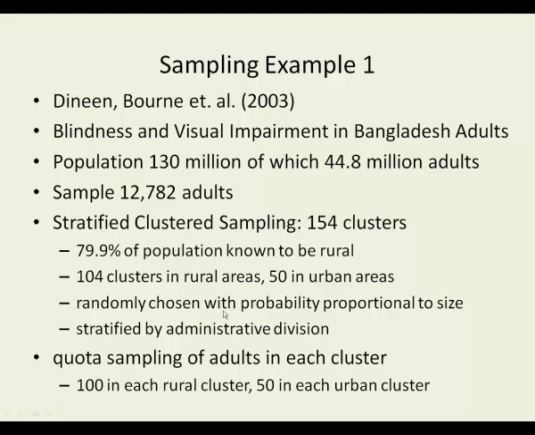Then they randomly chose those clusters with the probability of selection of each cluster proportional to size. The clusters were also stratified by administrative division to make sure they had the right number of clusters from each administrative division, proportional to the size of the division. Then within each of those clusters, they did quota sampling, which is interesting. It wasn't a pure random sample, but they argue it could be treated as such because of the characteristics of the people they ended up talking to. They chose 100 people in each rural cluster and 50 in each urban cluster.